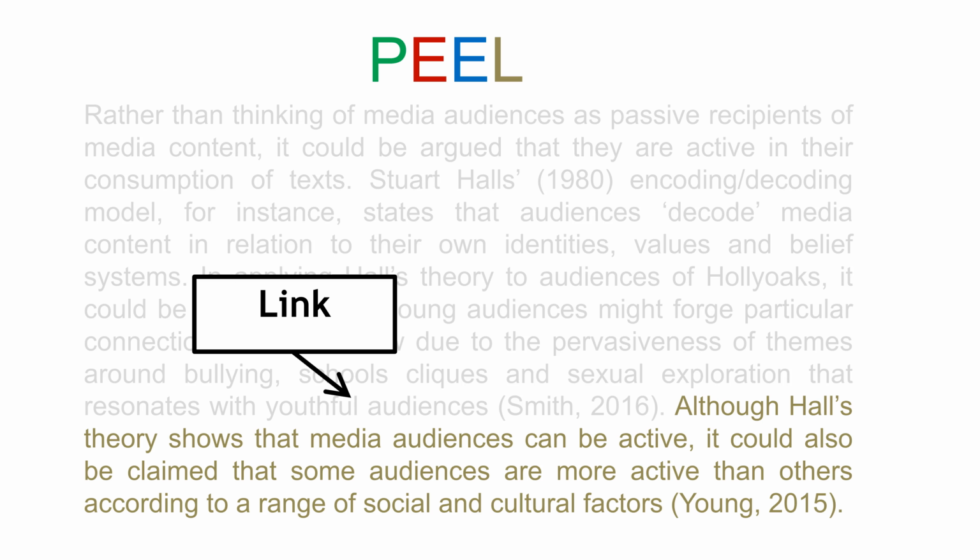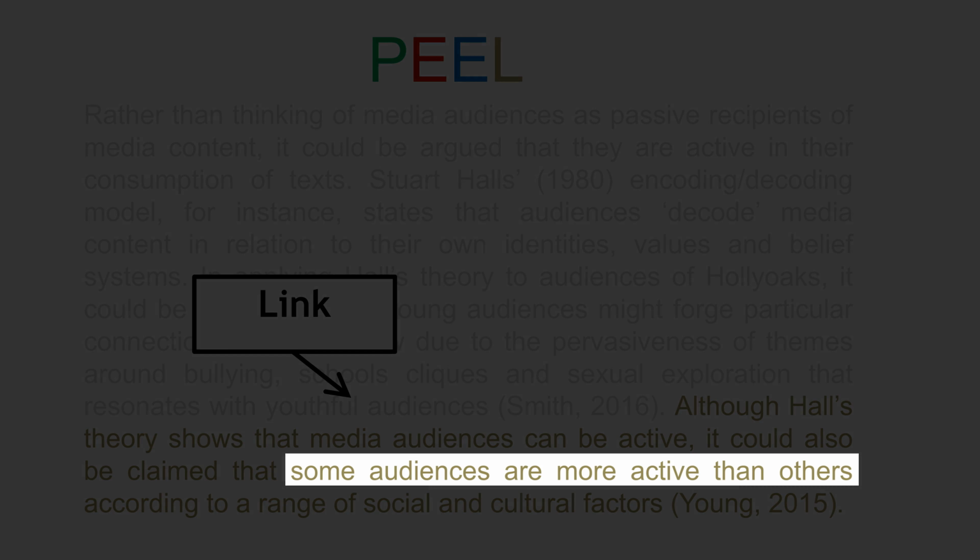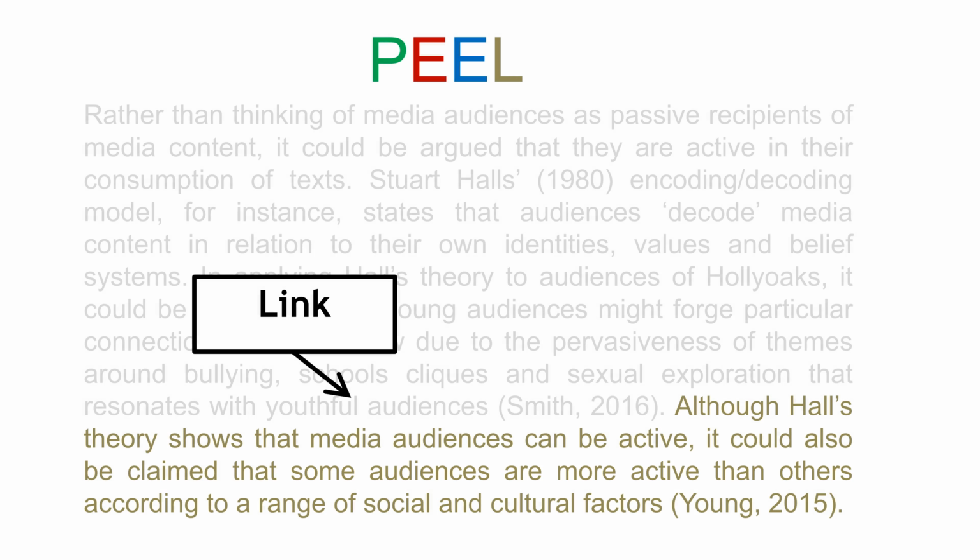The final part of the paragraph, as shown here in brown, shows the student linking. In this part of the paragraph, the student is briefly summarizing the main point of the paragraph, that audiences can be active. After this, we can see that they are slowly introducing the point of the next paragraph, that some audiences are more active than others. This tells the reader that the next paragraph will go on to explore this idea in more detail.